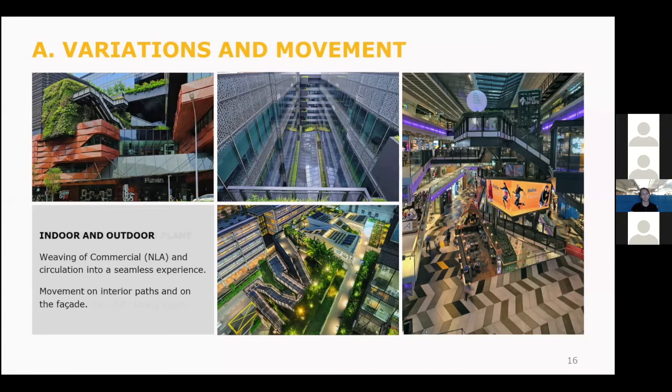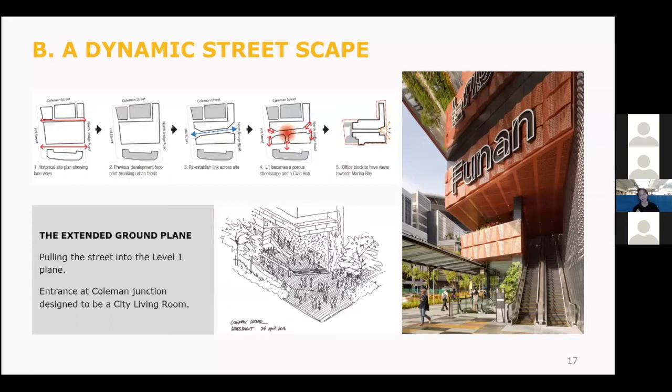The next idea that we wanted to bring in was a dynamic streetscape. If you went to Funan, you realize that surrounding the area, we've pulled the paver design into level one. So as you move into level one, we're trying to create that seamless experience of moving from the surrounding pedestrianized area into the retail space. And this is coupled with a city living room that was designed at the entrance of Coleman. The client actually made a sacrifice in leasable area in order to create this social space. High volume, and as I mentioned, and I'll show you later, we also tried to push the boundary of design a little bit, especially with regards to user interfacing.